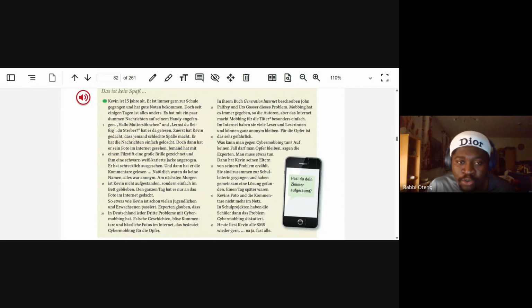So die Autorin, aber das Internet macht Mobbing für die Täter besonders einfach. Okay, it has been there a long time, but the internet has made mobbing easy for the Täter. The Täter is, okay, the Täter. That is like the opposite of victim is what? I'm very familiar with English. If you say Täter, I know Täter in German, but in English, the opposite of a victim, the one who commits the crime, if I say the criminal, it's not, the perpetrator. The perpetrator.